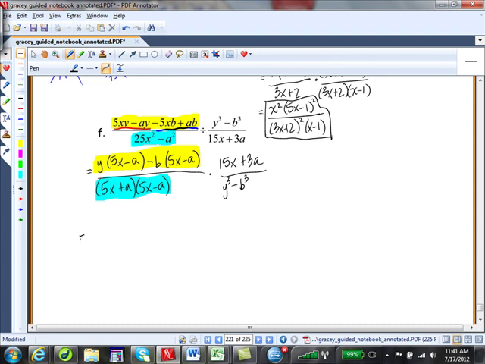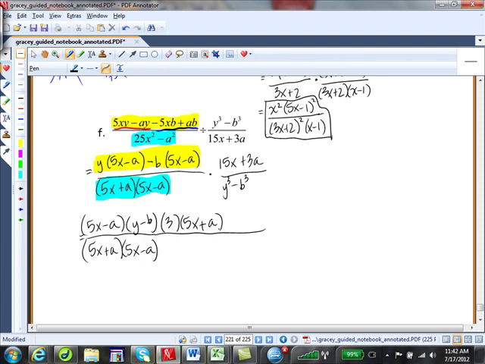Okay, so continuing the factoring, I'll have a 5x minus a times y minus b over 5x plus a times 5x minus a. Then I'm factoring the next one. I can factor out a 3, and I'm left with 5x plus a. So this is the completion of the yellow. This is still the blue.